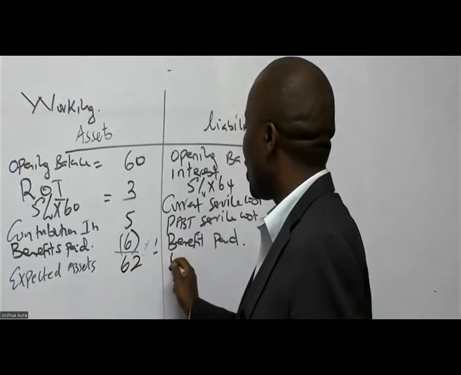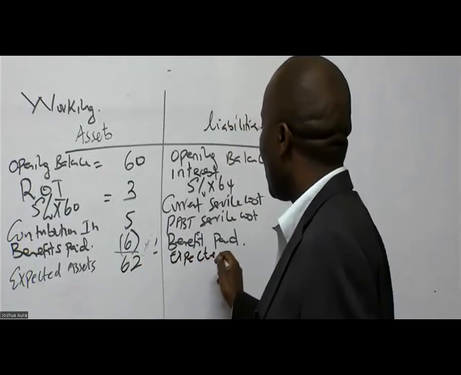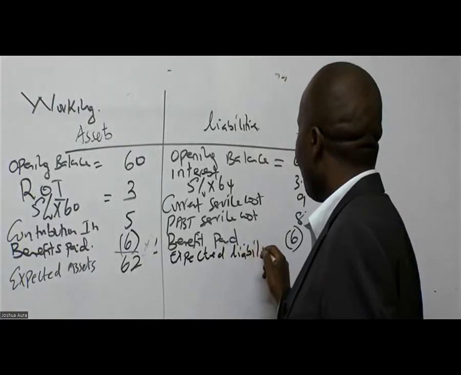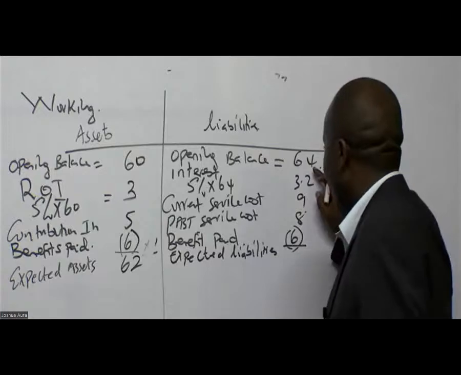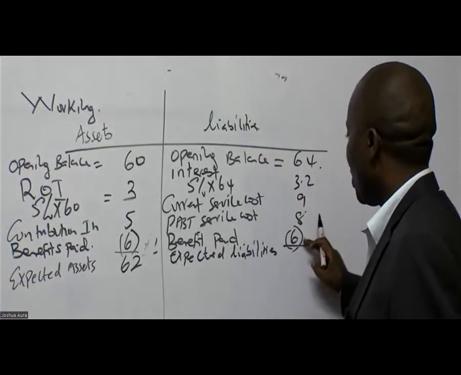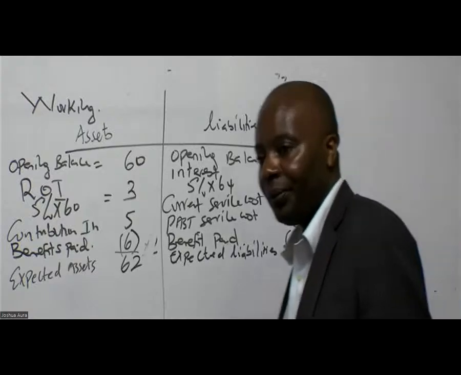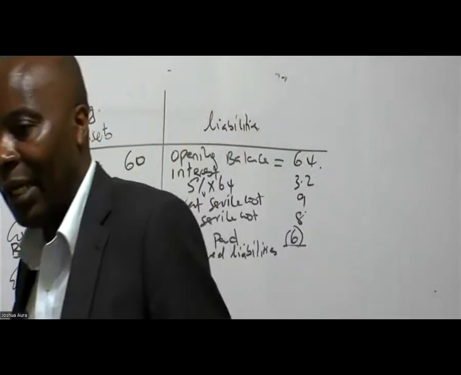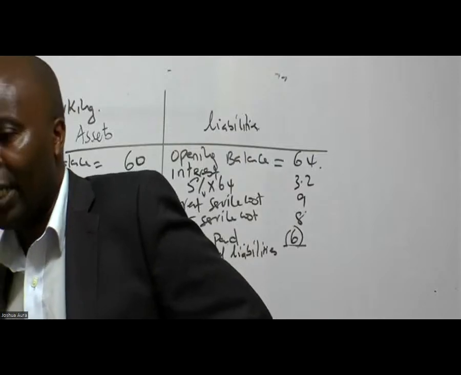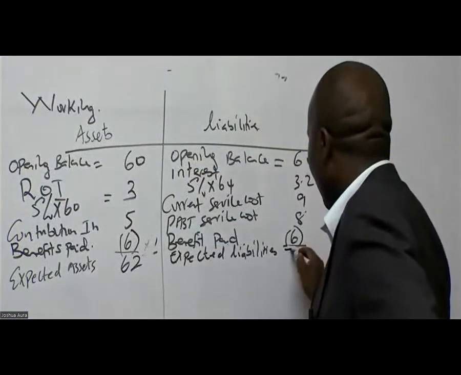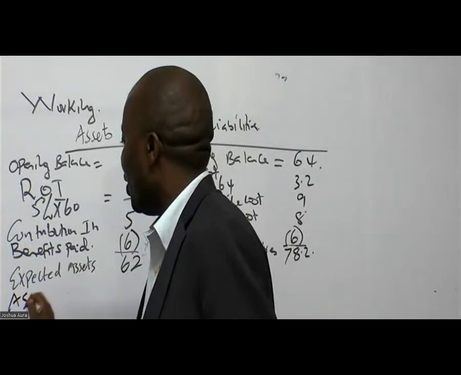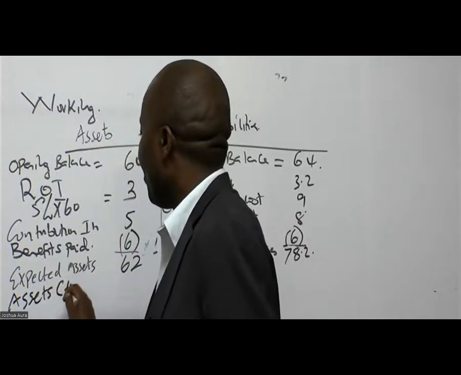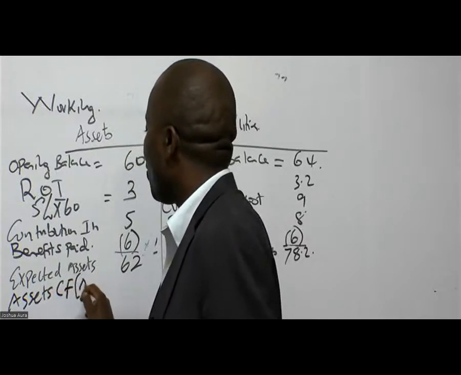How about in this case here, expected liabilities? Can somebody give me these expected liabilities? When you add them, this plus this plus this plus this minus 6, what are you getting? Somebody here? Expected liabilities, 78.2, like that. So in this case here, what are the assets carried forward?